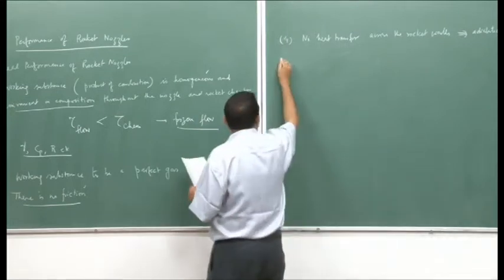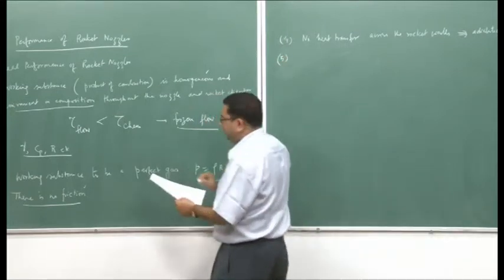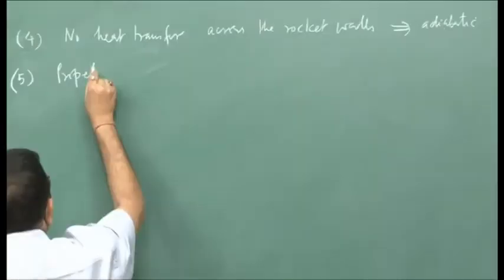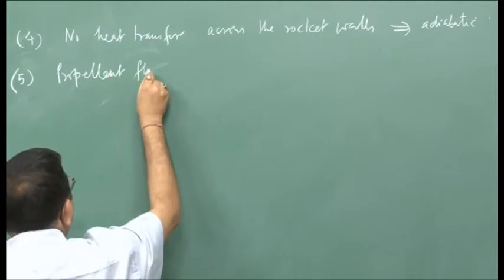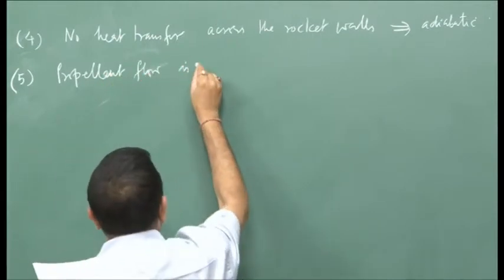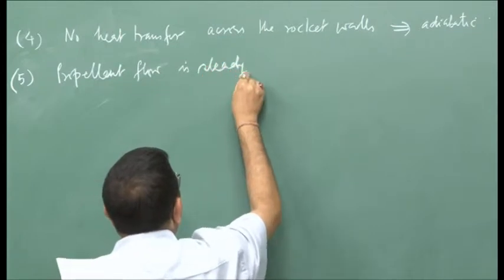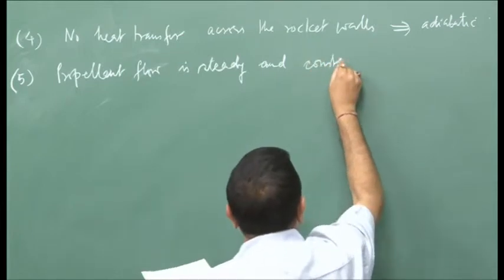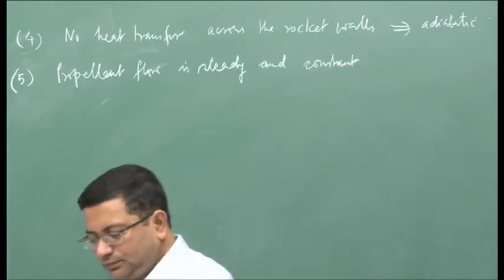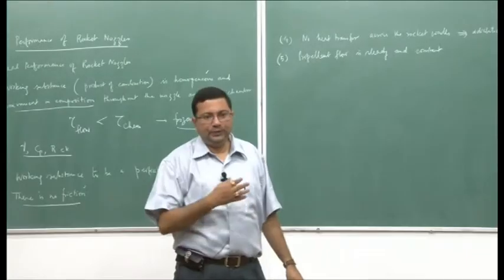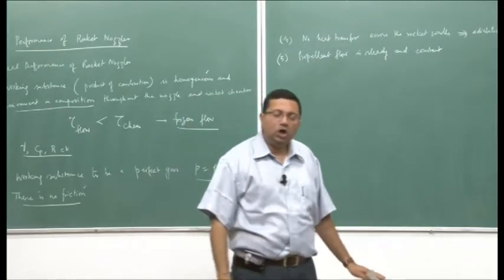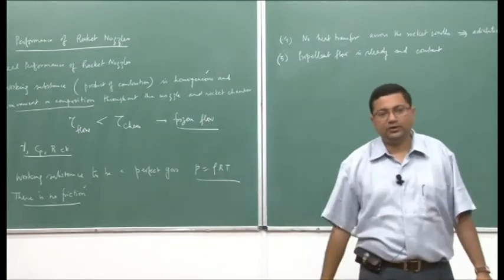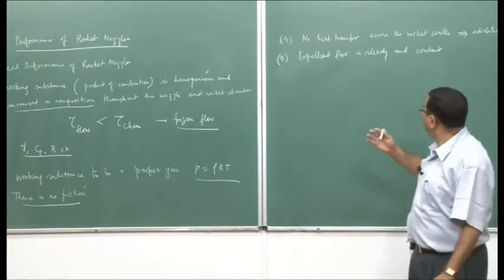Okay. Then the next assumption for an ideal rocket is that the propellant flow is steady and constant. That means that the flow of the propellant, whether it is a liquid propellant or a solid propellant, then the pyrolysis process and the evaporation process, this is constant, it is coming at a constant rate and it is steady.